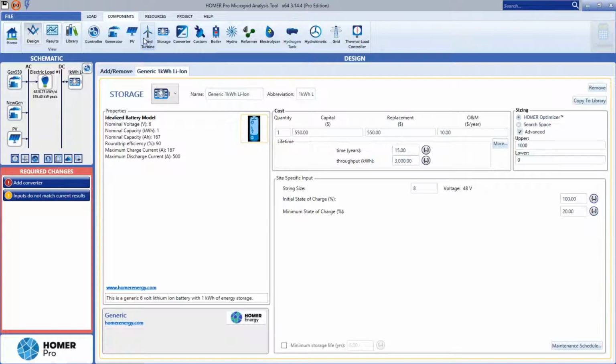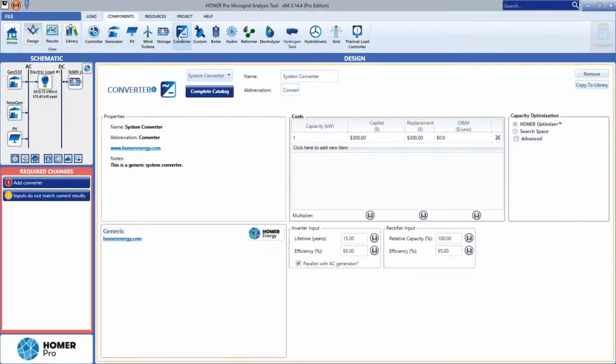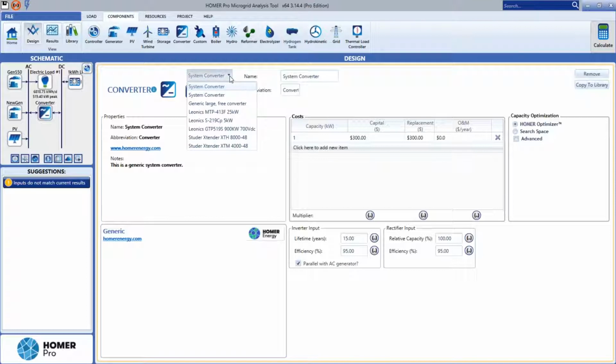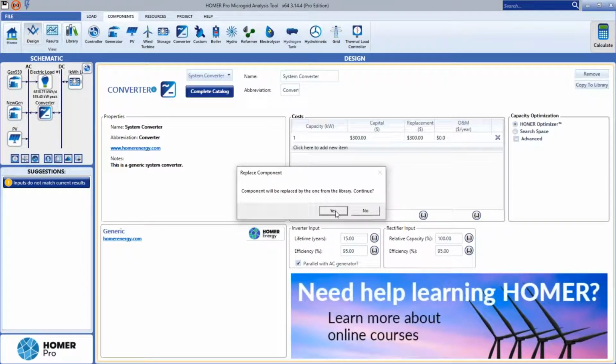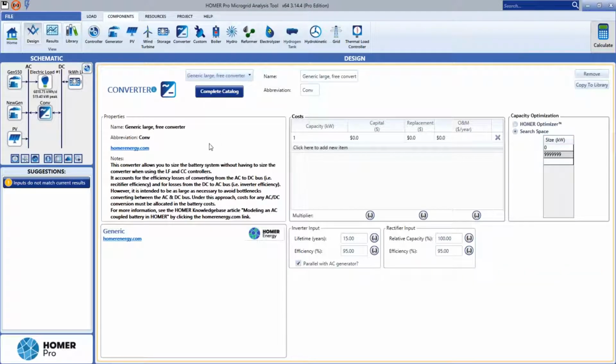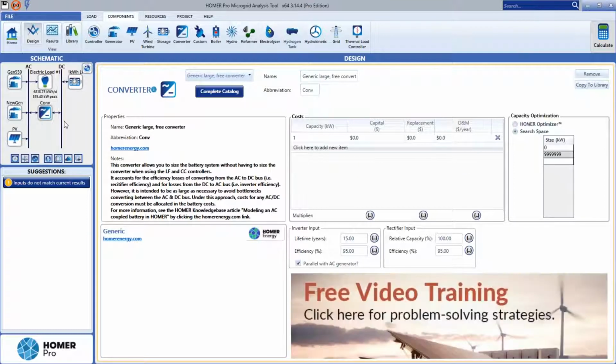So we can add a converter component, and we'll use the large free converter. Okay, so using a large free converter literally can take advantage of the energy storage system that has already built-in AC connection as charger and inverter. So the coupling is straightforward, and the cost is mostly covered by the battery that already includes the converter in its price.